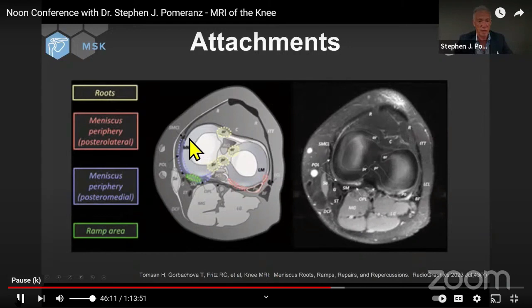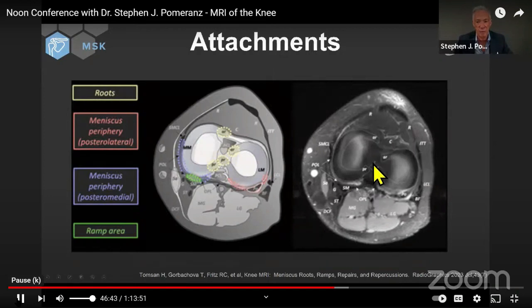We also have attachments to the periphery. We have the meniscofemoral ligament and the meniscotibular coronary ligament. And these come around, and in the back, this is known as the ramp area, because you get ramp injuries of the meniscocapsular reflection when you have a pivot shift. We also have peripheral attachment back here laterally, and we have to deal with the popliteus tendon and the meniscofemoral ligament of Risberg, all of which we will do.